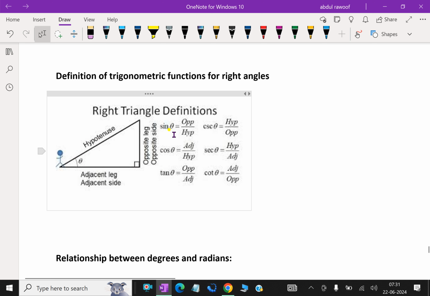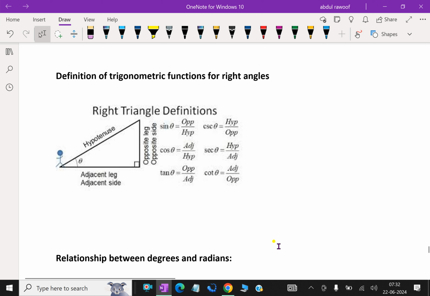Now sine theta is opposite by hypotenuse. Cos theta is adjacent by hypotenuse. Tan theta is opposite by adjacent. Cosecant is the reciprocal of sine, so it is hypotenuse over opposite. The reciprocal of cos theta is secant theta, which is hypotenuse over adjacent.